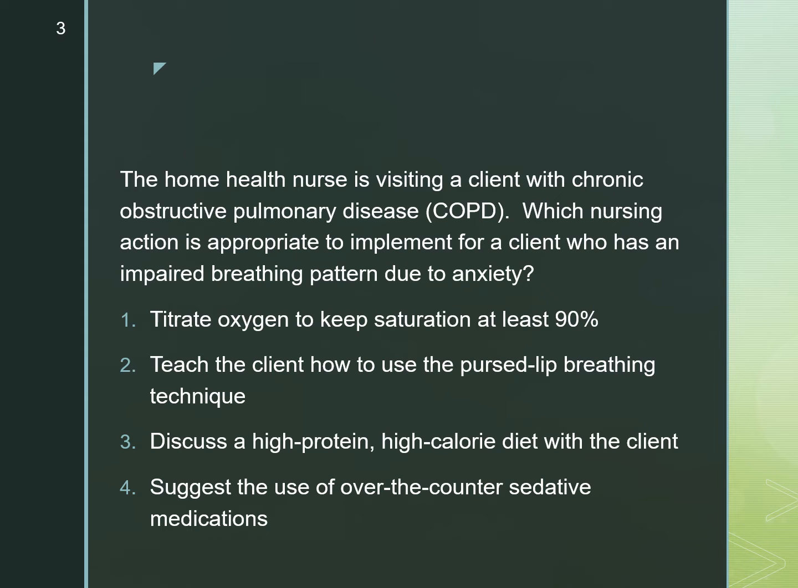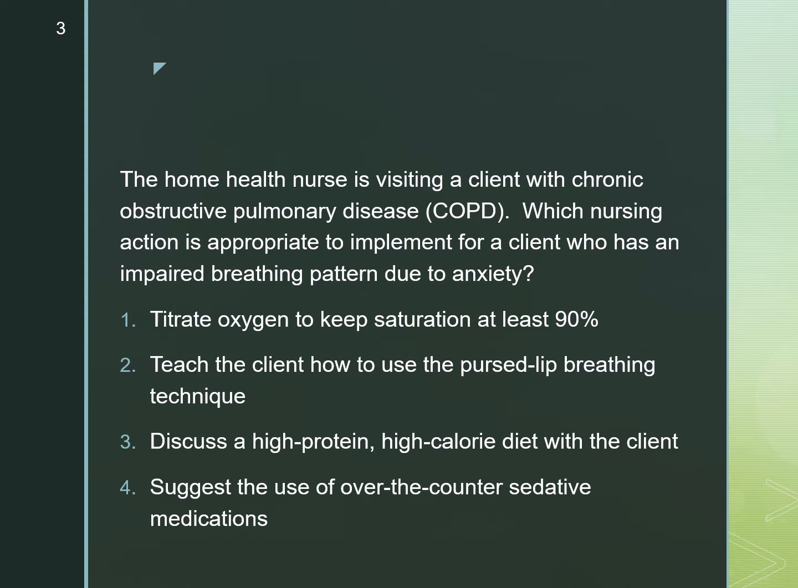So, these potential responses are to titrate the oxygen to keep the saturation at least 90%, teach the client how to use the pursed lip breathing technique, discuss a high protein, high calorie diet with the client, suggest the use of over-the-counter sedative medications. Okay, so let's look at each one of these.